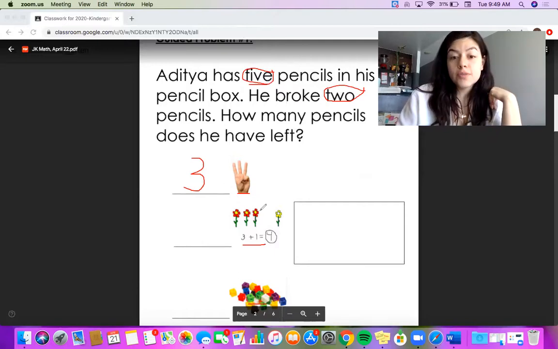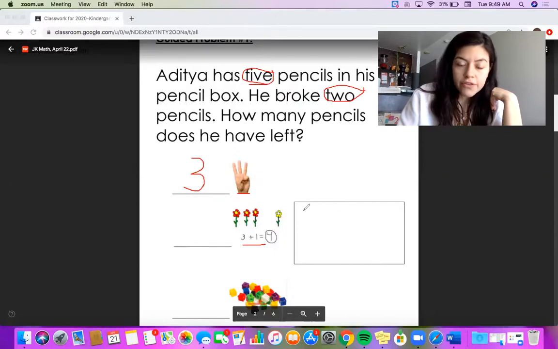Next, I'm going to solve this problem using drawings. And that's what this little box here is for. It's for you to show your drawings work. So I'm going to now draw the 5 pencils Aditya started with.